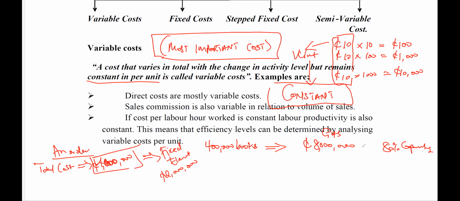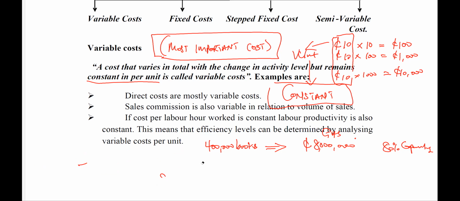They are saying that, let me just make it simple, right? The 400,000 units that we have, or we produce 400,000 books at a total cost of 8 million. Now they are telling us that 2 million of this relates to what? Fixed cost. Let's say that this is what we have. 2 million of this relates to what? Fixed cost.